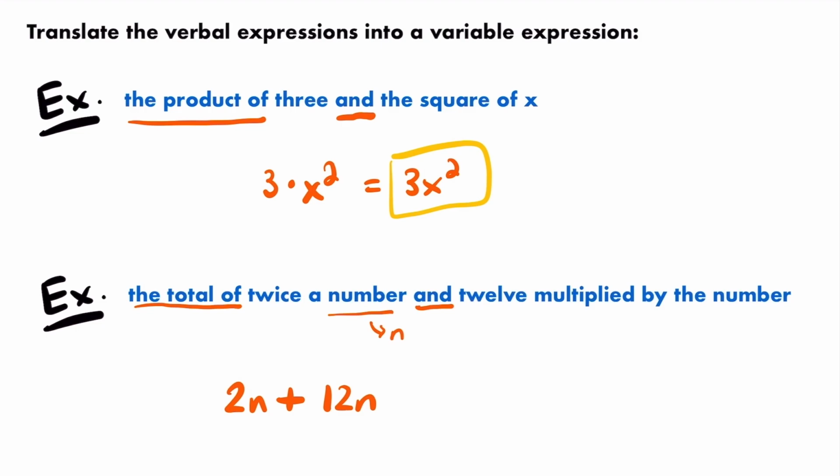Okay, and that's it. That would be the variable expression that represents this verbal expression, but do notice that you could simplify this. 2n and 12n are both like terms. They have the same variable part of n, so you could add their coefficients. So a simplified form of this answer would be 14n. That would be another possible answer if you needed to simplify your result. But if you just need to write out the variable expression that is literally described by the sentence, then you could stop here. But I just want to point out that you could simplify it since they are like terms. Okay, let's look at another example.